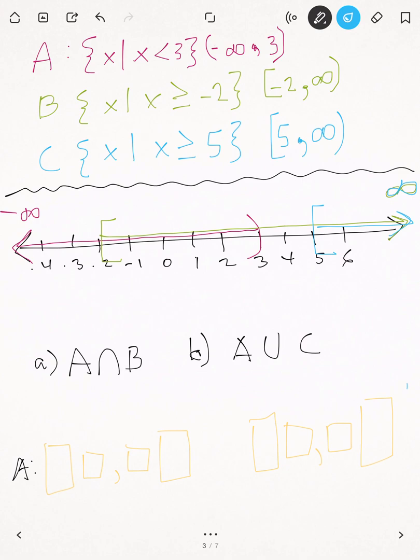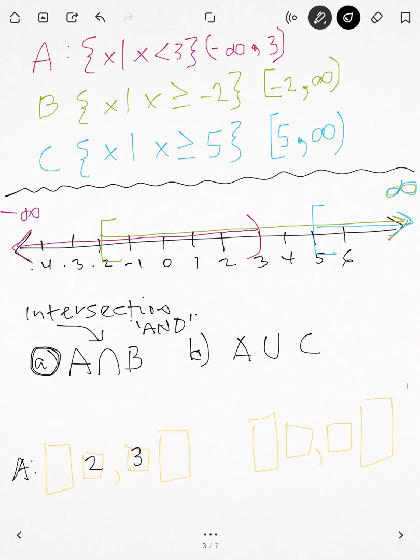We're ready to answer Part A. Part A says, find the intersection. Those are all the "and." Find the things that are in both A and B. Well, A is the pink and B is the green, so we see that the smallest number that both sets have in common is a 2. I'll write it here. The largest number both sets have in common is a 3. I'll write it there. That leaves the brackets.